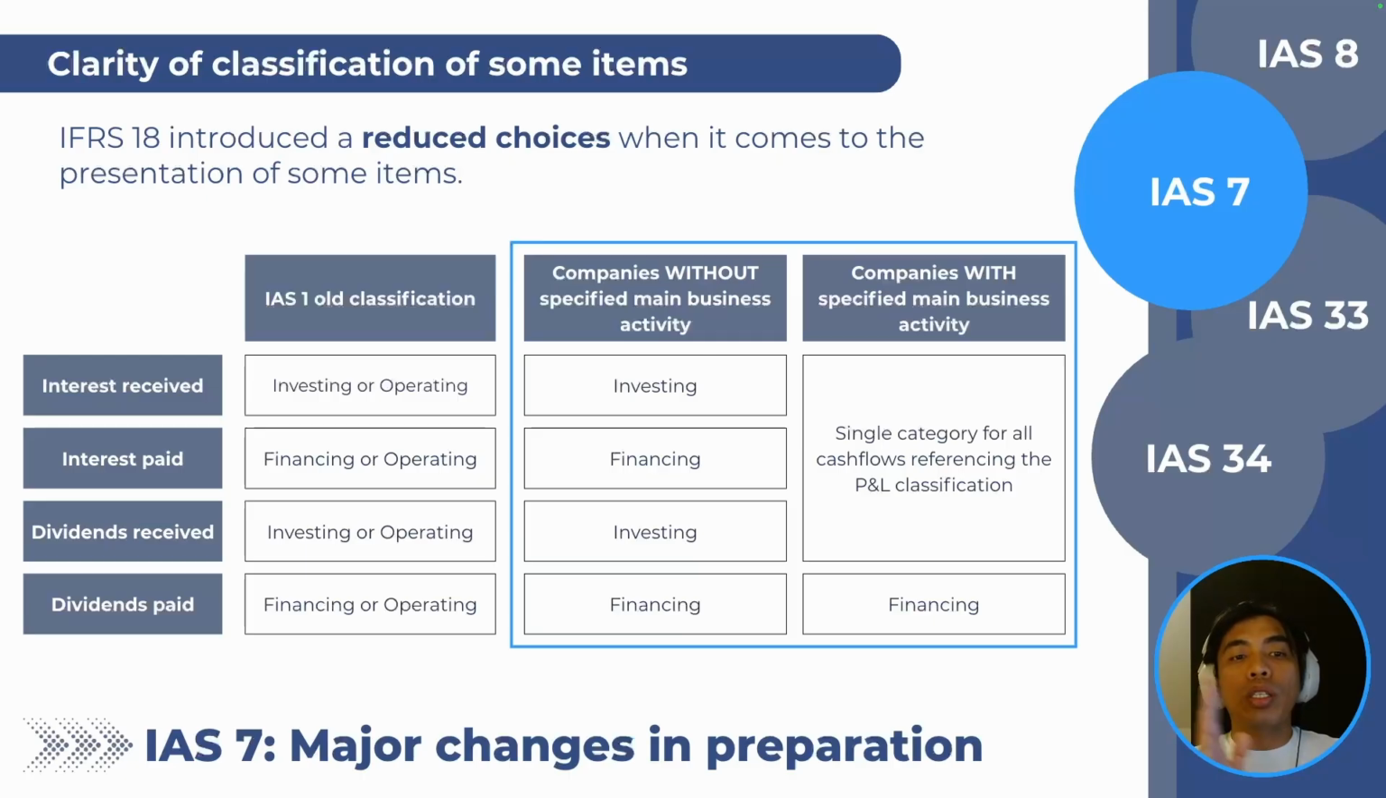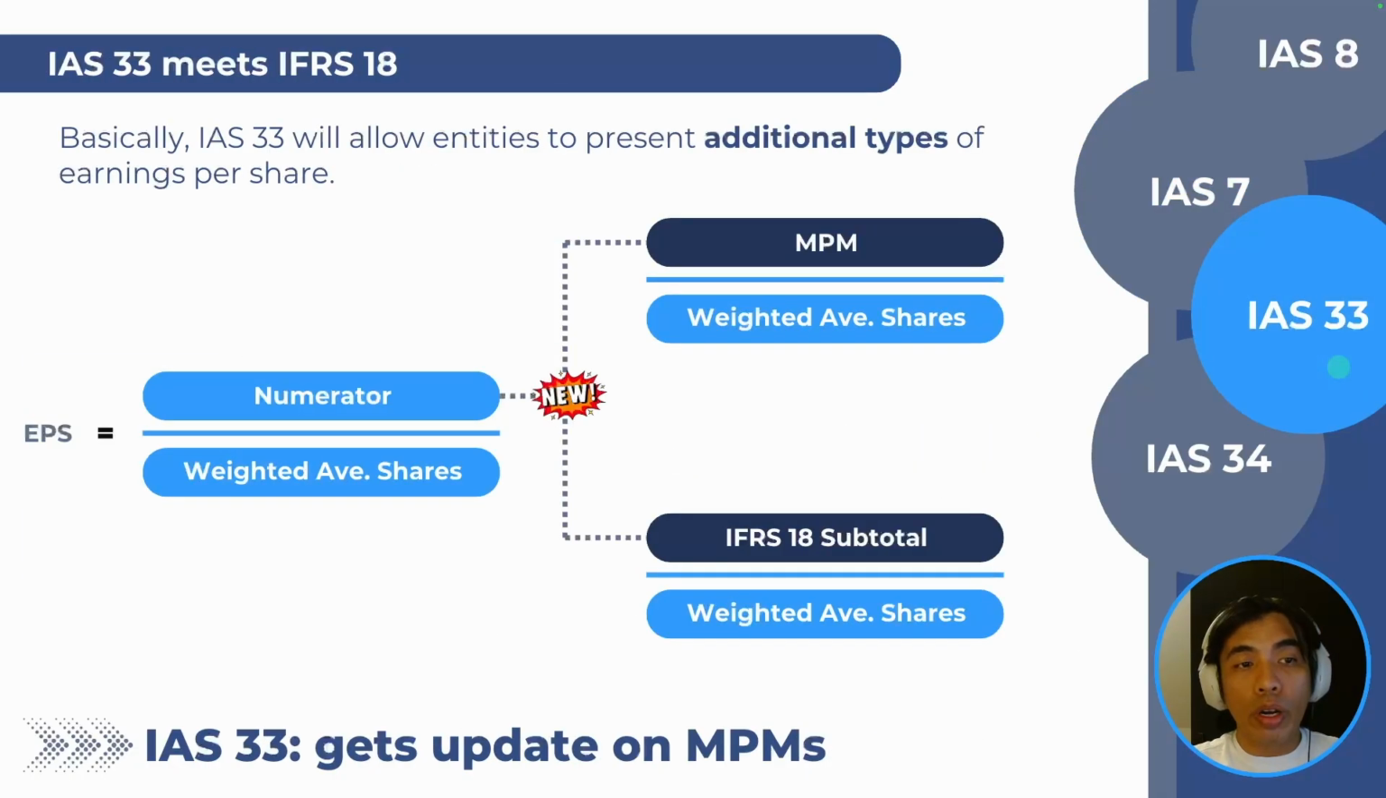You can watch the full-length video about how to do it in the separate discussion linked in the description. That is the high-level summary of the changes in the statement of cash flows, or IAS 7. We move on to IAS 33, the earnings per share standard.